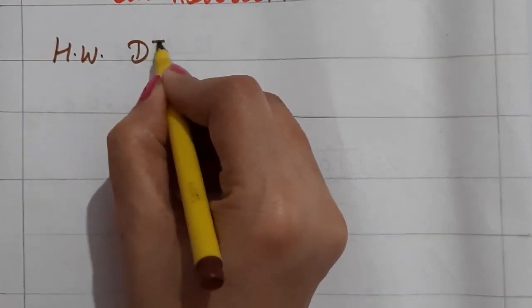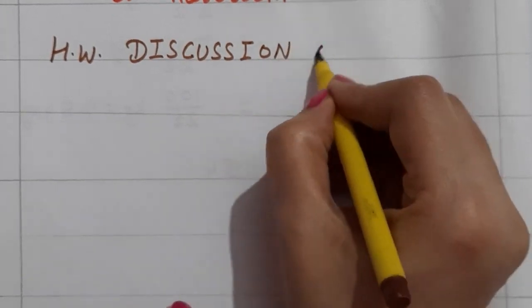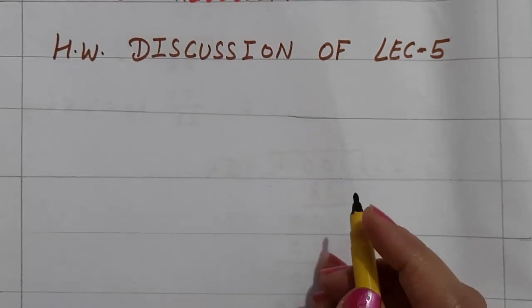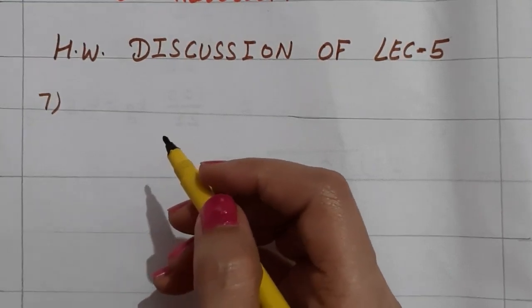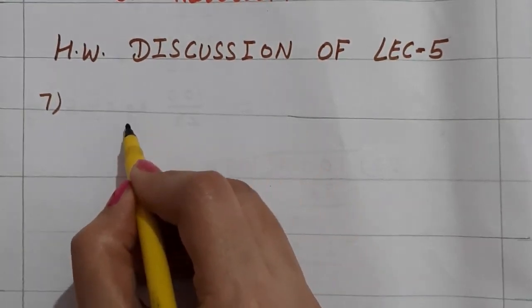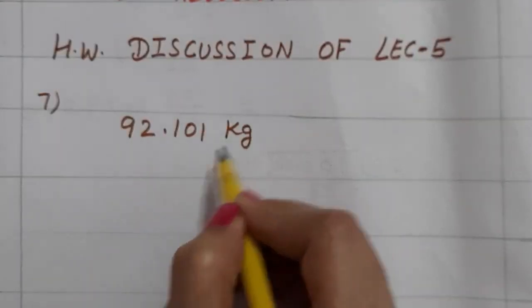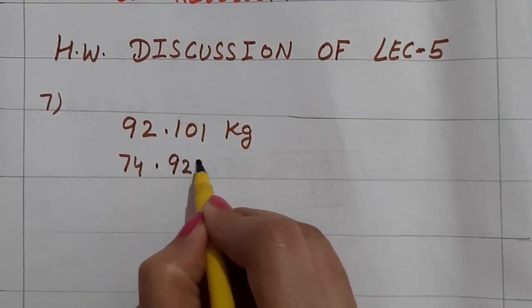Now we will do homework discussion of lecture 5. So take out your practice notebooks and you have to match your answers. Question numbers 7, 8 and 9 were given of exercise 1D. Question number 7 was subtract 92.101 kilogram minus 74.923 kilogram.